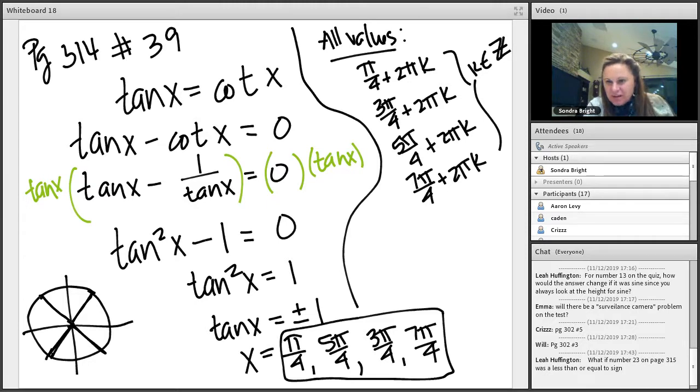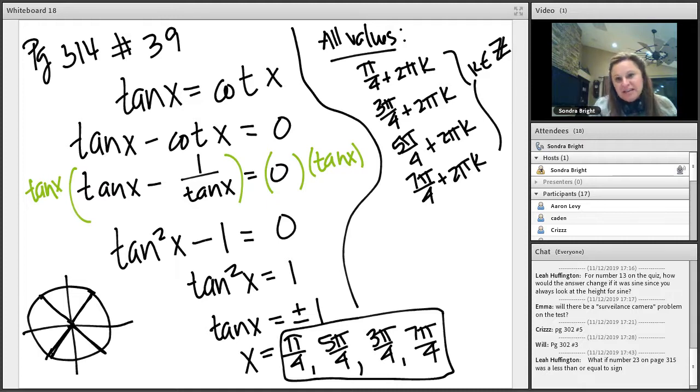Let me see. Who asked for this question? Page 315, number 39? Number 39, Samantha W. I don't know who your teacher is, Samantha W. But hopefully they allow you to just leave it like that.